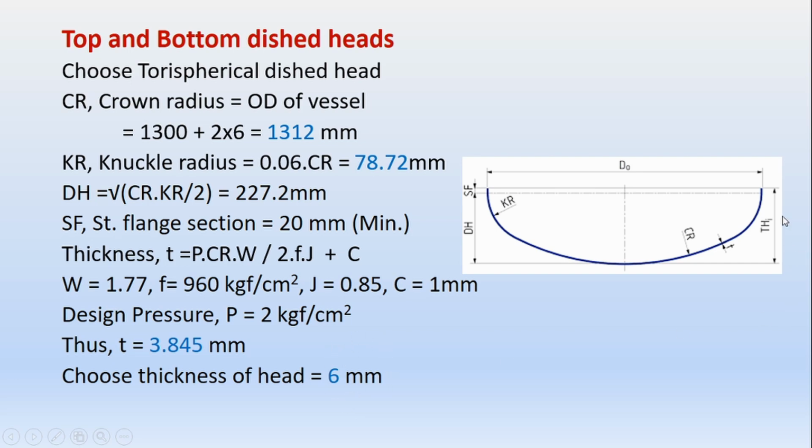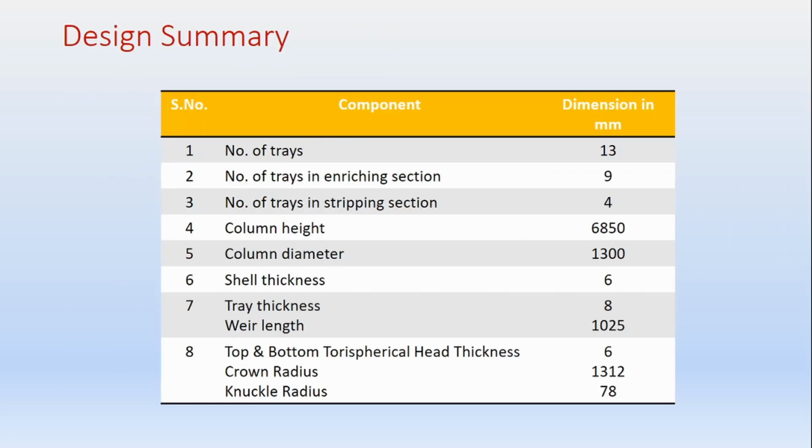The other dimensions of both the heads are also the same. The crown radius, knuckle radius, all other values are the same. So head design is also done here. We found the crown radius, the knuckle radius, and the thickness using this formula, and we got a thickness of 3.8 mm as required by the calculation. But the minimum recommended is 6 mm, so we will go for that.